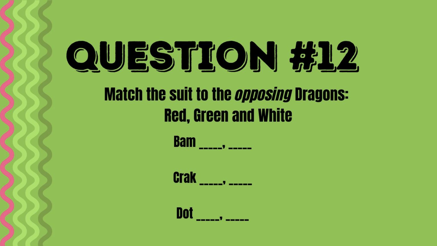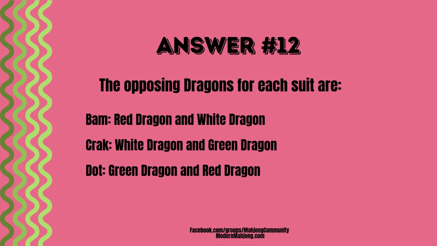So here's your answers. Bam matches green and opposes red and white. Crack matches red and opposes white and green. Dot matches soap and opposes green and red. And just as a side note, when you discard a dragon, you just have to say the color, just like red or green, or you could say soap for white. You don't need to use the word dragon as well.